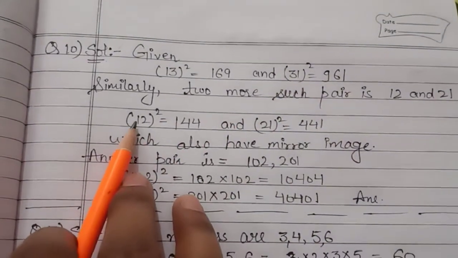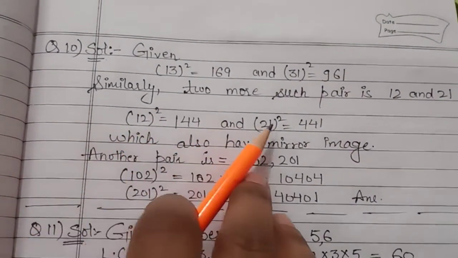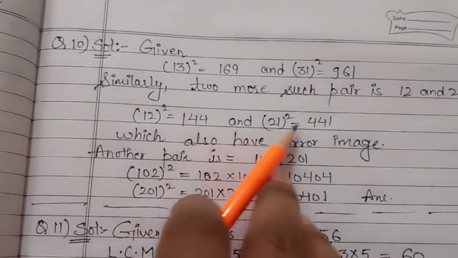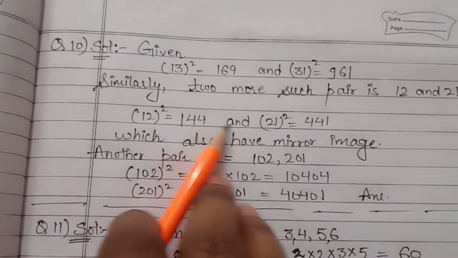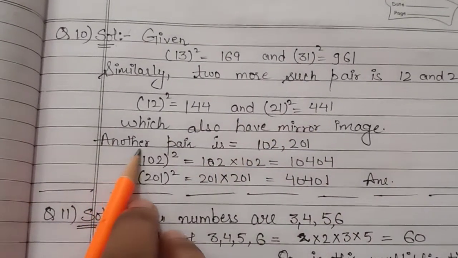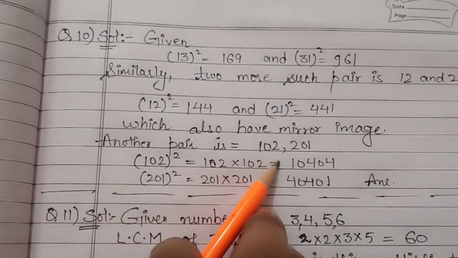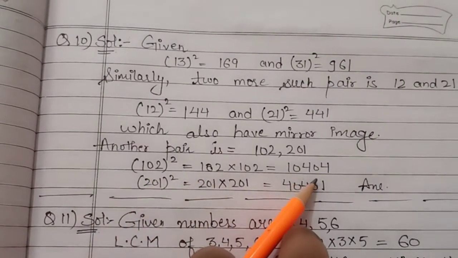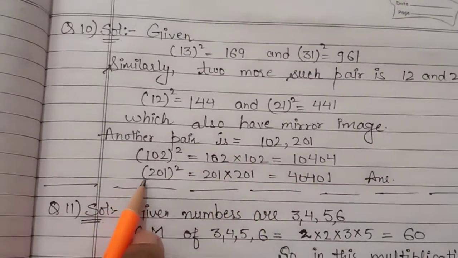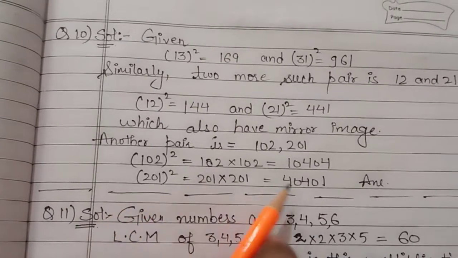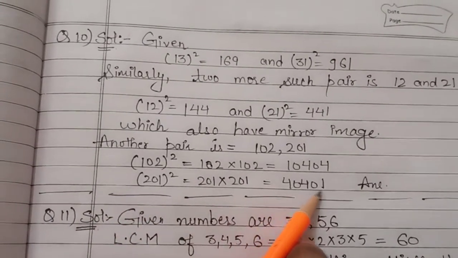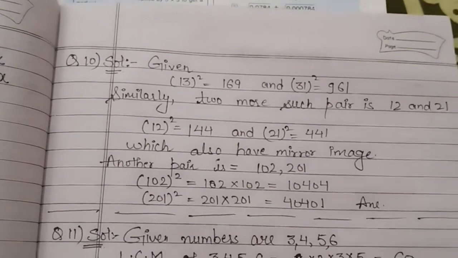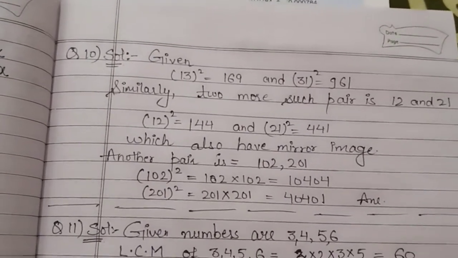Similarly, the other pair is 12 and 21, because 12 squared is 144 and 21 squared is 441, which is also a mirror image. And in a similar way, another pair is 102 and 201, because if we square 102, we get the result 10,404, and when we square 201, we get the result 40,401. So those are the two numbers. If you find another number, you can also mention that number.